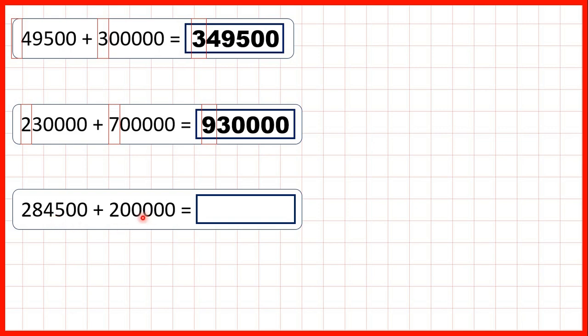Now we have 284,500 plus 200,000. If we highlight our 100,000s digits, 2 plus 2 is 4, and all of our other digits will stay the same, so we have 484,500.